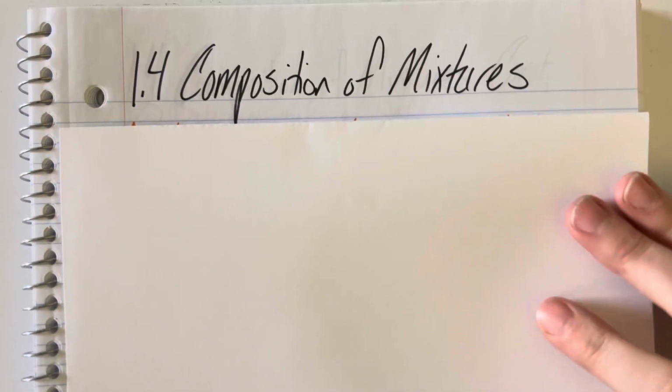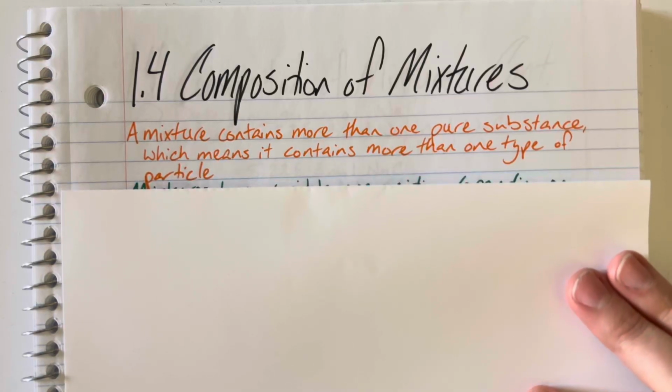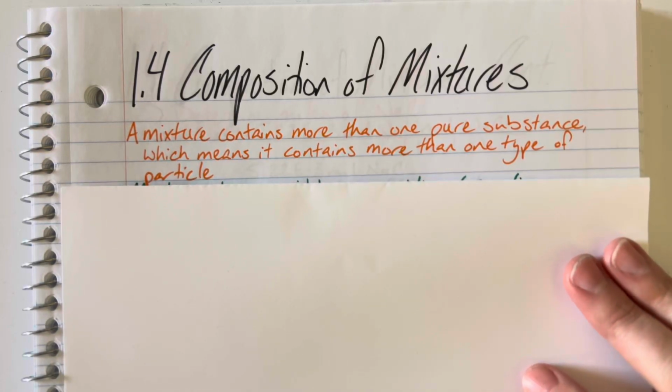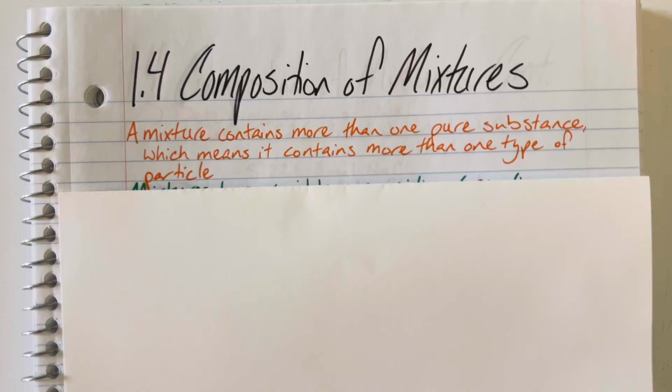AP Chemistry Unit 1.4, Composition of Mixtures. So a mixture is going to be anything that contains one or more types of particles or more than one pure substance where they are not bonded together.